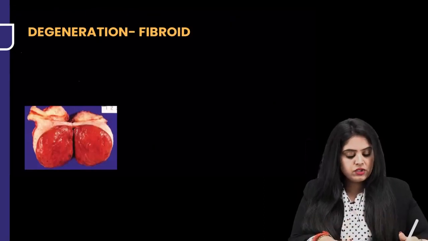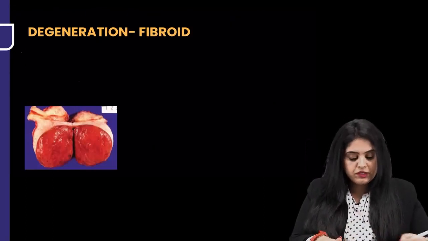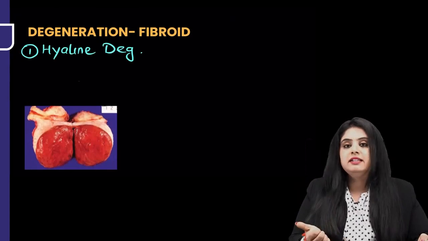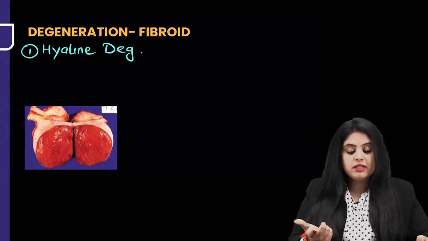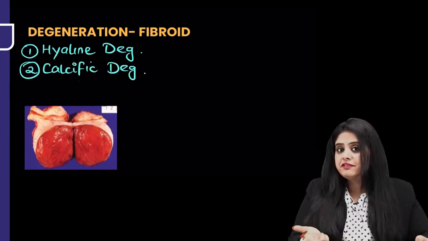What are the degenerations that can happen out here? So first and foremost, the common one is hyaline degeneration. Then calcium can deposit into it. So there's going to be calcific degeneration.